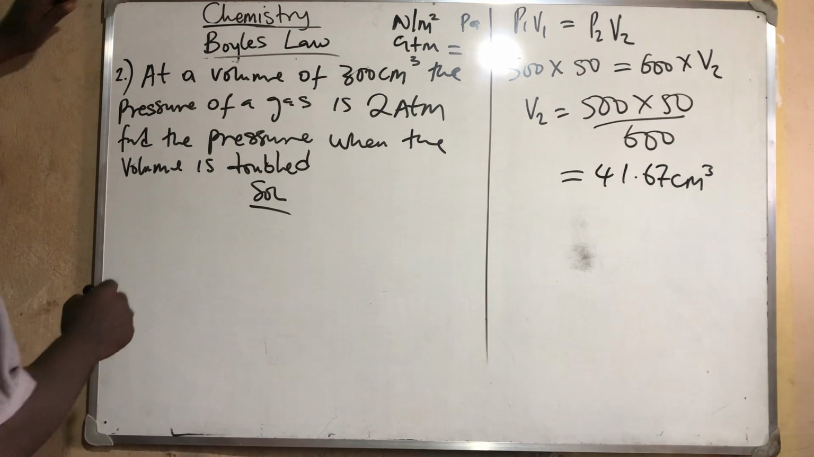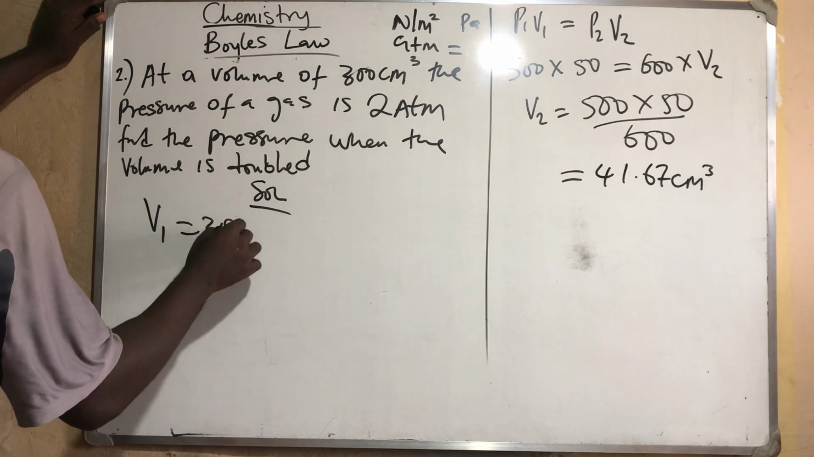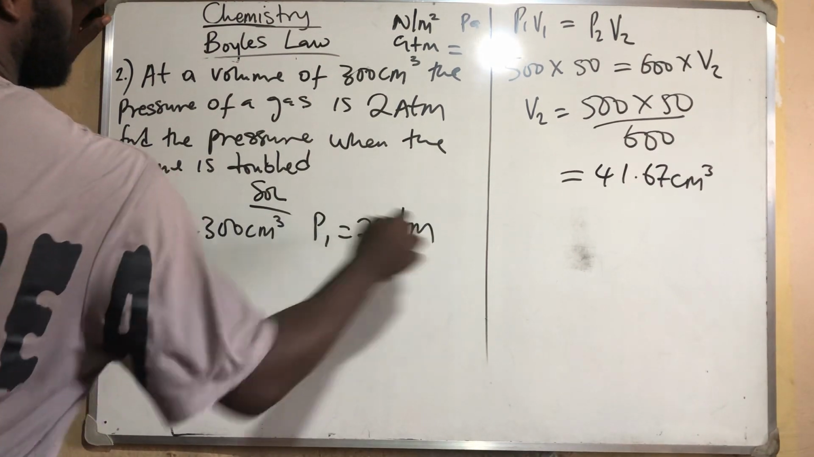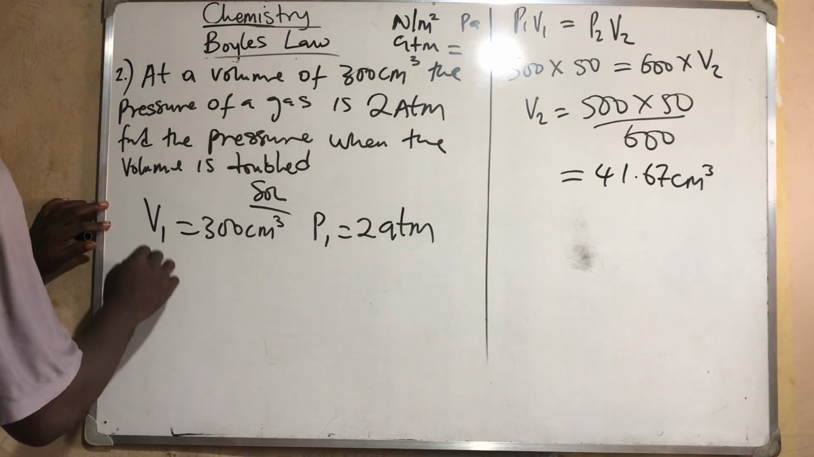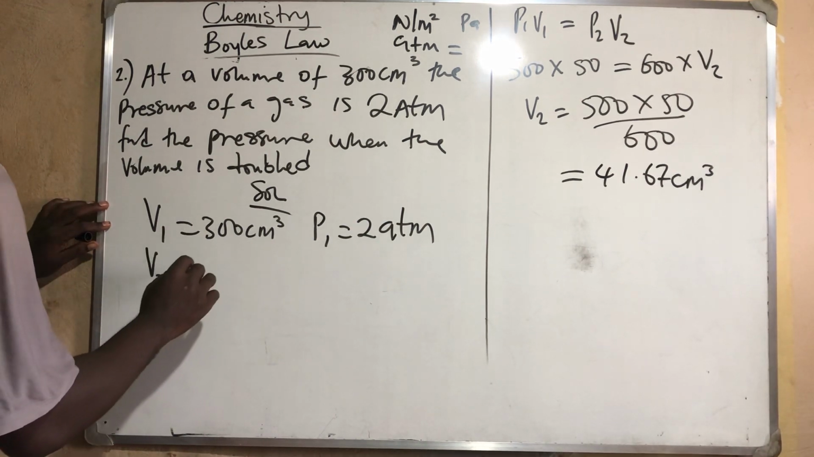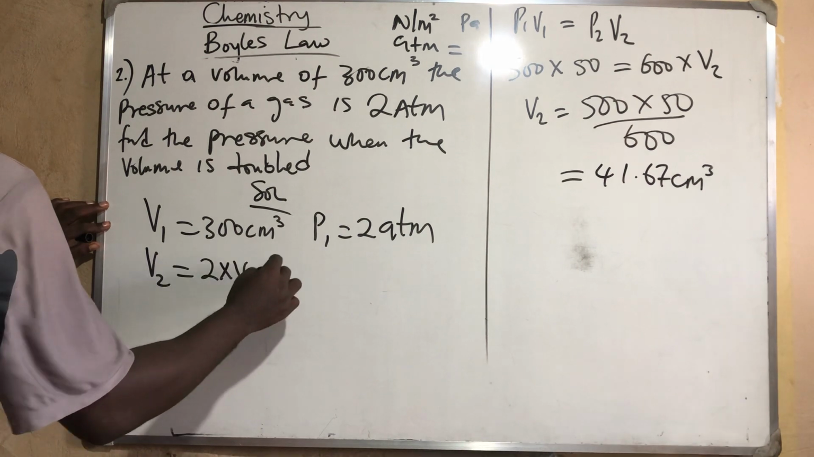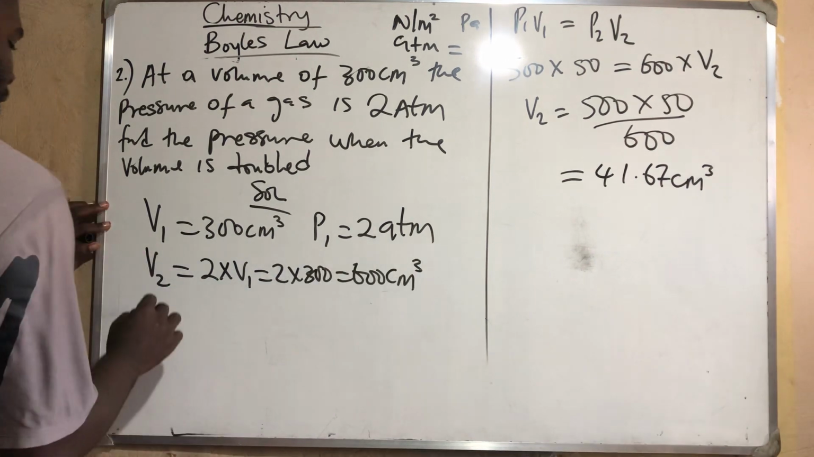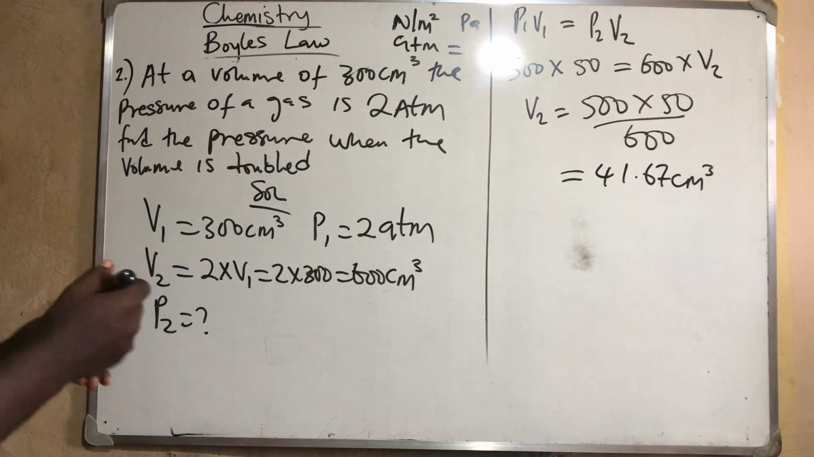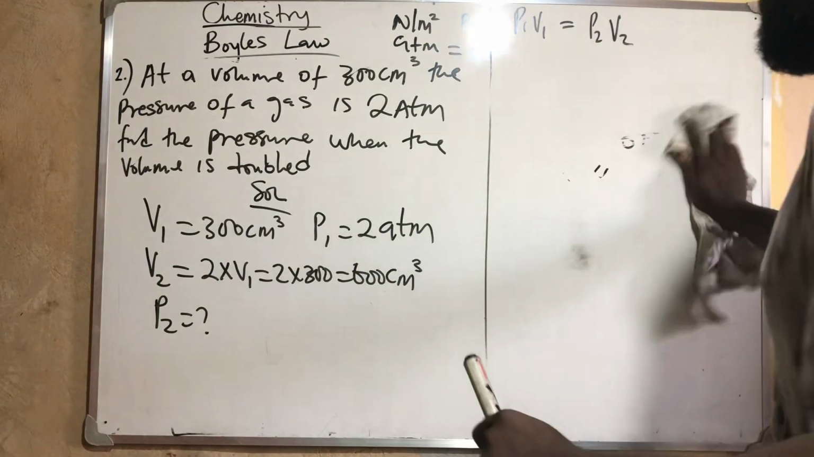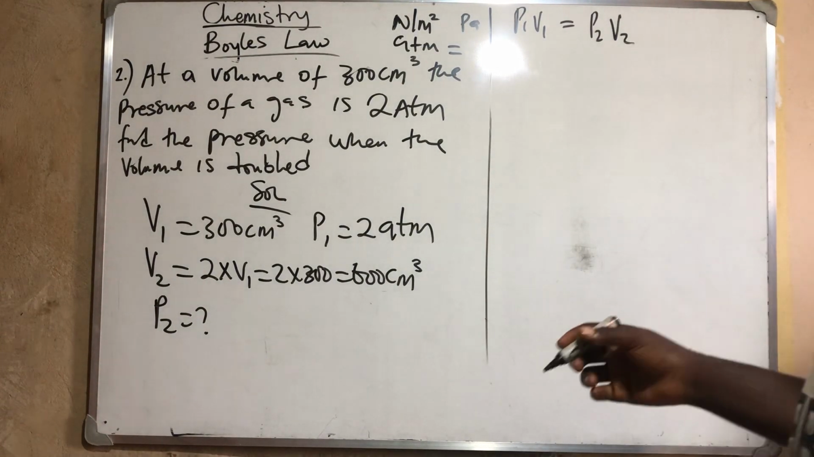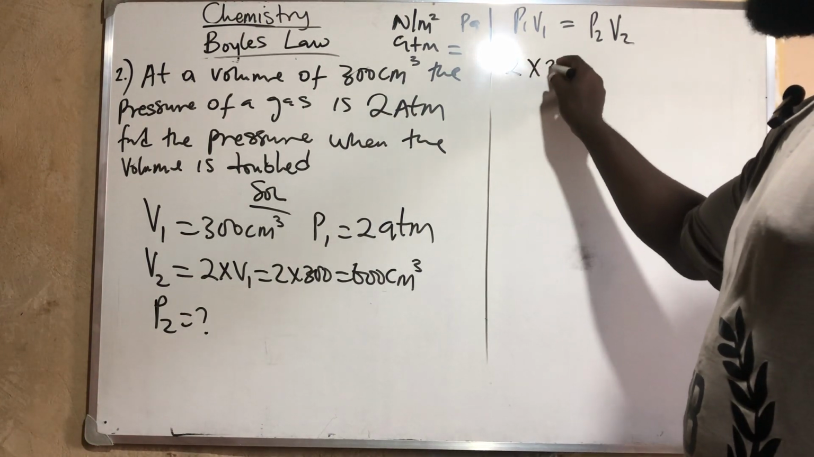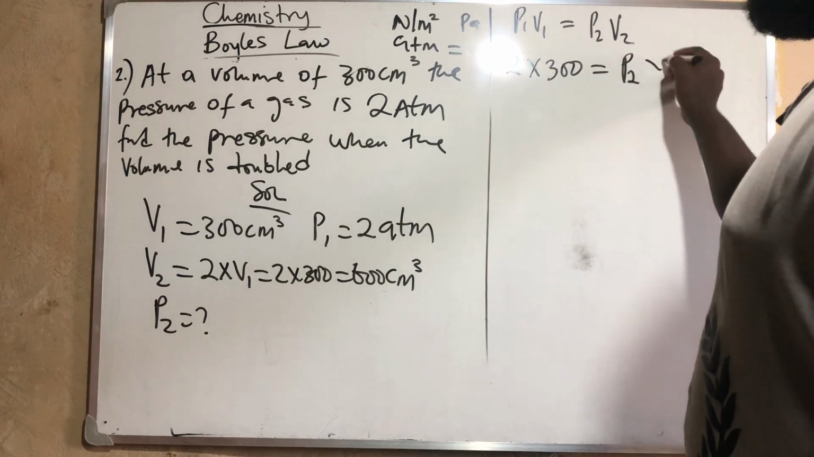Solution. They gave us that V1 is equal to 300 cm cube, and P1 is 2 atm. Now they say that the volume is doubled. Double means 2 times V1, which is 2 times 300, which is 600 cm cube. They're now asking us for the pressure, so P2 is unknown. We use the same formula, P1 V1 is equal to P2 V2. If you put it here, you have 2 atm times 300 is equal to P2, that I'm looking for, times 600.